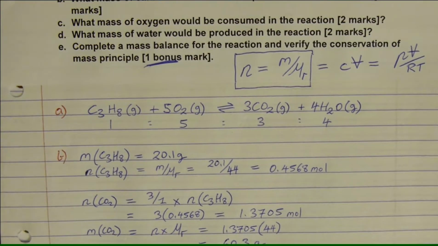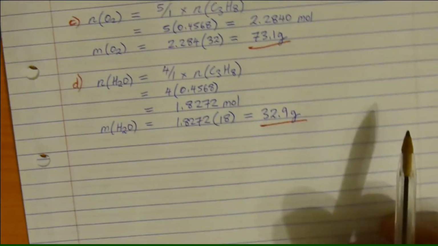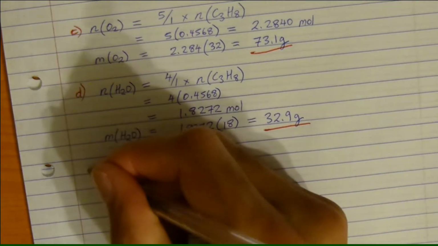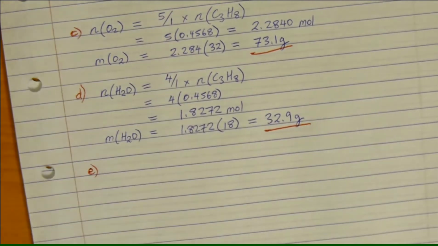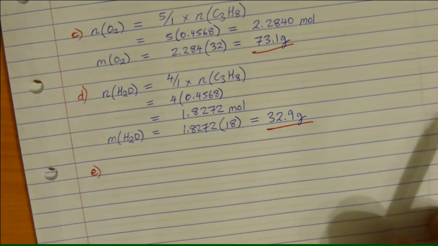So we're asked for a mass balance for the reaction and verify the conservation of mass principle. So basically there's a law in chemistry that says matter cannot be created nor destroyed, merely just changes forms from one to the other. So in our case, let's have a look at how much mass we had in the beginning and compare it to how much mass we had at the end.